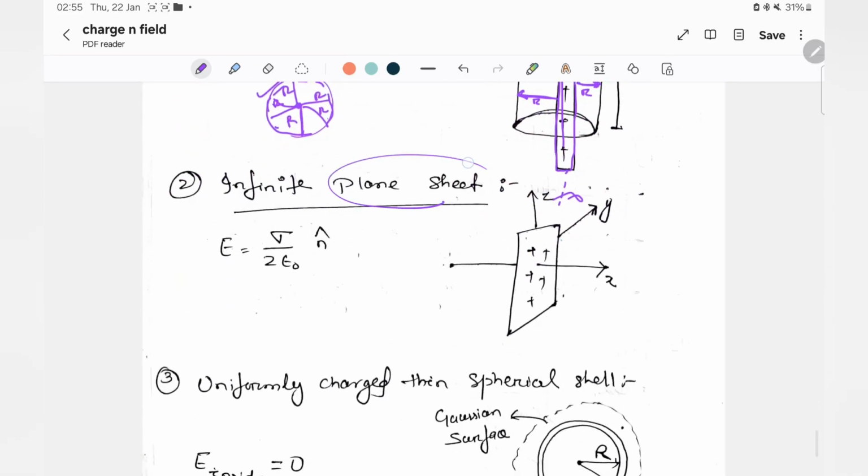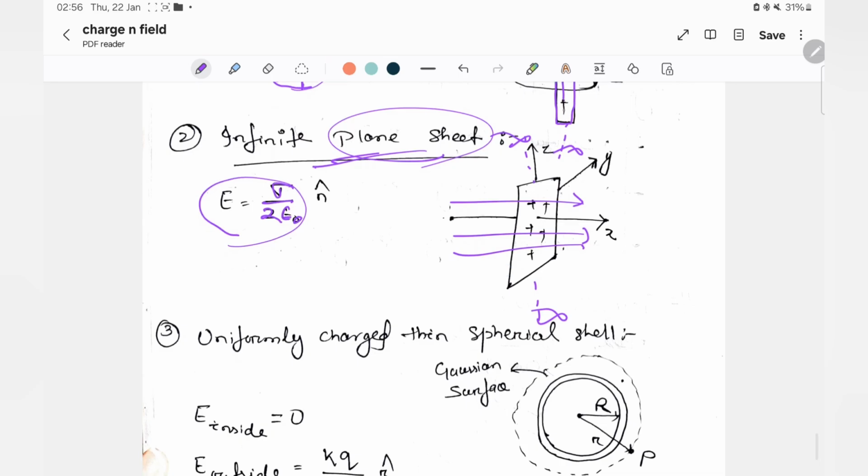Now in case of an infinite plane sheet, this plane is infinite, so what is the electric field, how much flux will cross through the surface of this plane sheet? The electric field is sigma by 2 epsilon naught. So this is the electric field of the plane sheet.